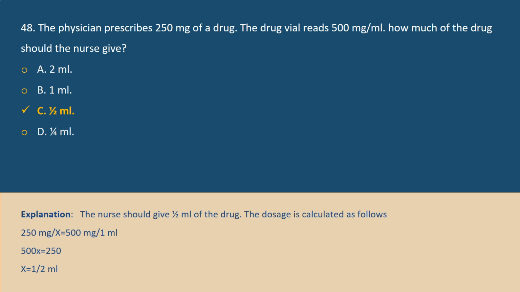Answer C. Half milliliter. Explanation. The nurse should give half milliliter of the drug. The dosage is calculated as follows: 250 milligrams per x equals 500 milligrams per 1 milliliter. 500x equals 250. x equals half milliliter.